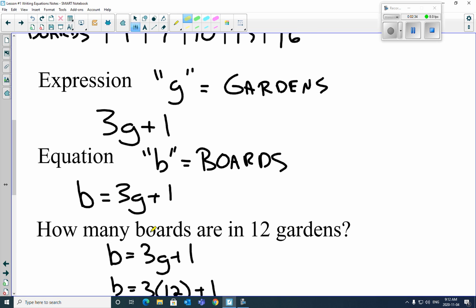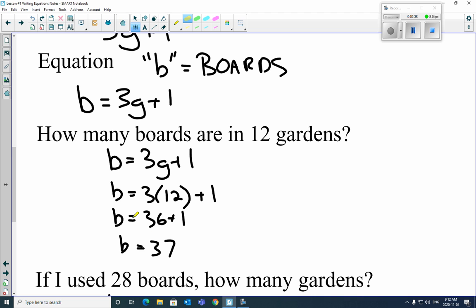So how many boards are in 12 gardens? We substitute in for the G there, we substitute in 12. And we go 3 times 12 is 36, then we add 1 to it. So we need 37 boards to make 12 gardens.